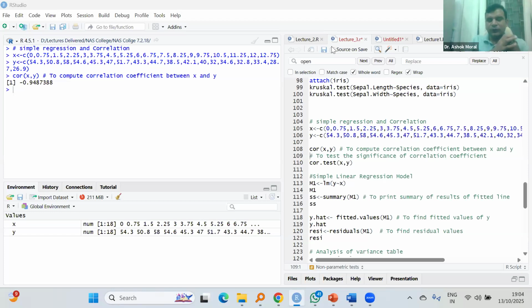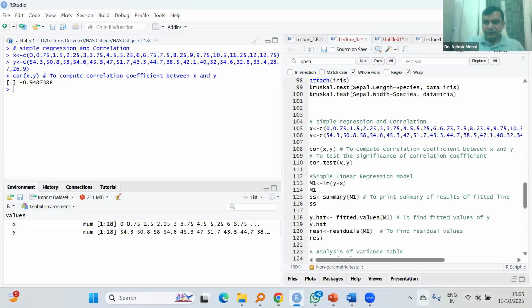So for any data set, the correlation will always lie between -1 and +1. If the value is greater than 0.7 or 0.8, we say it is a good correlation. Yes, there is a significant correlation. We can also test the value of the correlation, whether the correlation between two numbers is 0 or not.